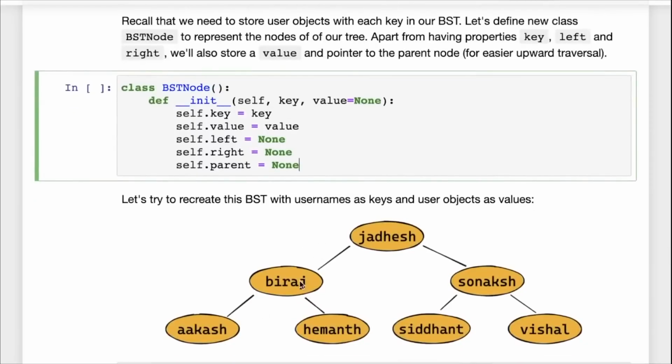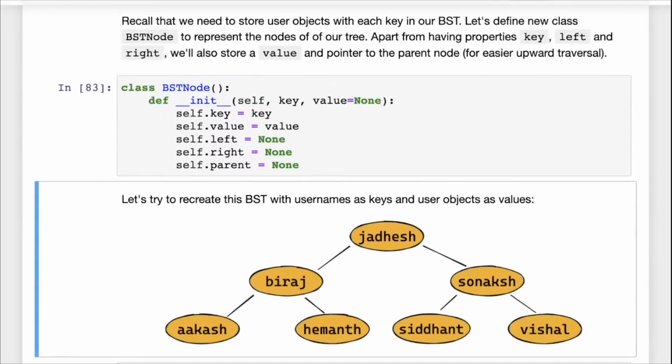So for instance, if this node is the left subtree of this root, then the parent of Biraj will point to Jadesh. And this will be useful for upward traversal. Now, if you're given a pointer to a node and you have to go back and find the root of the tree, the parent will be helpful there. So this is our BST node.